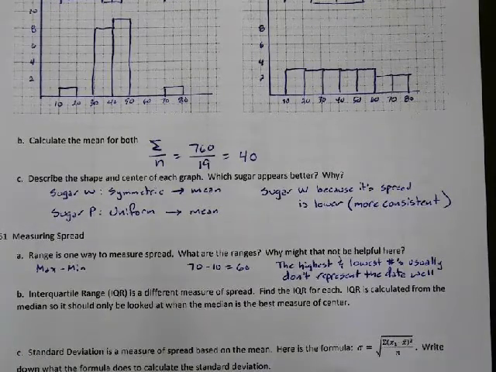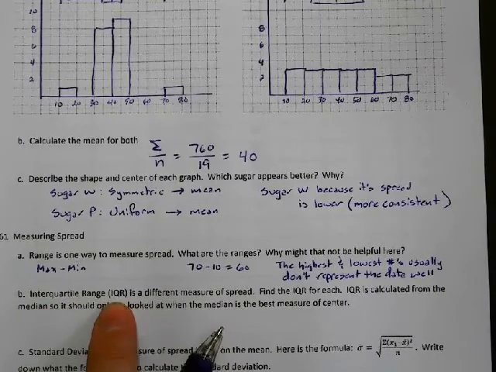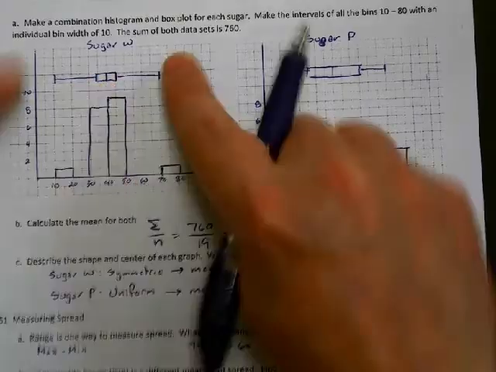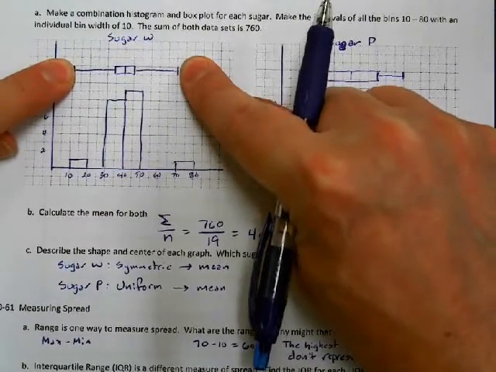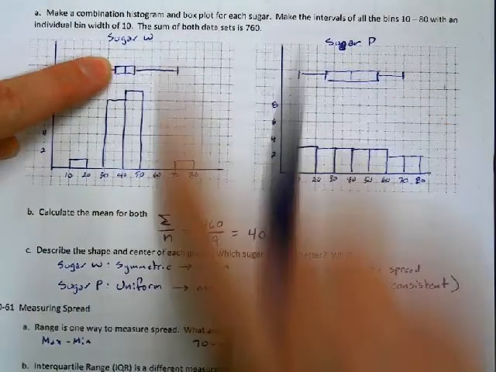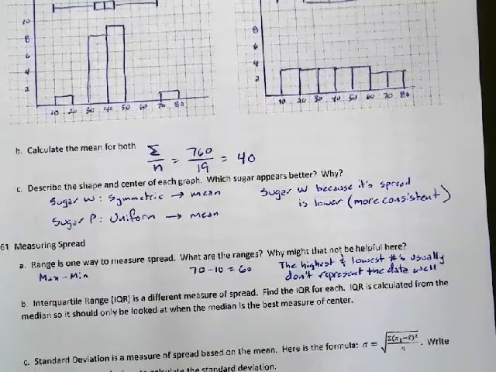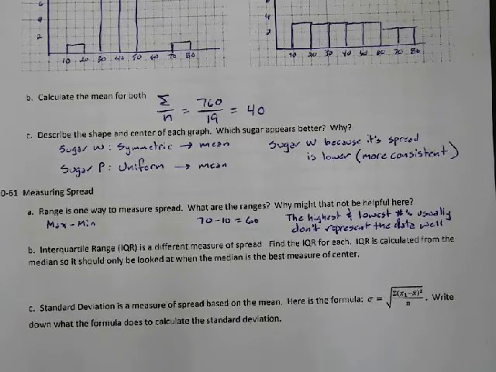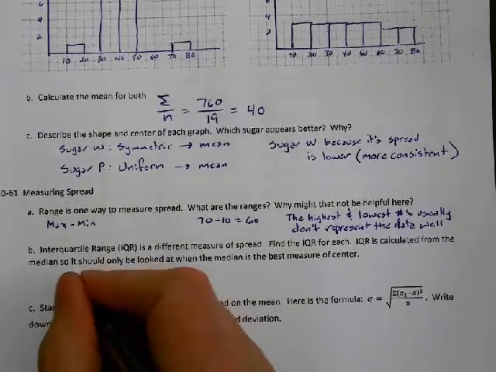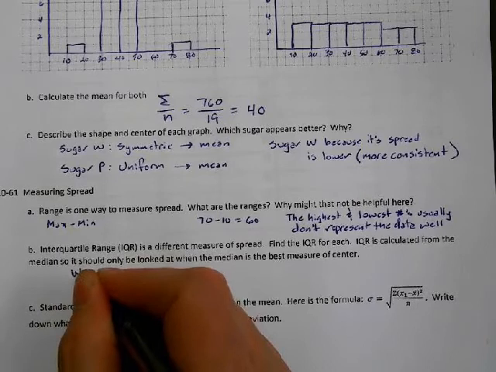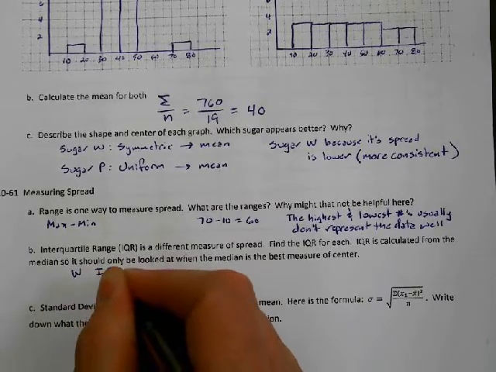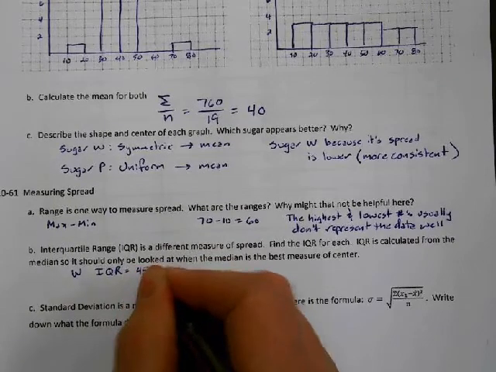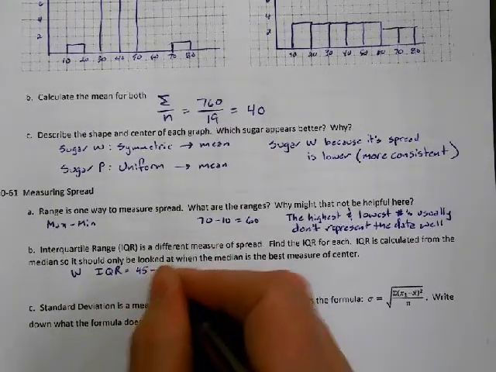IQR, interquartile range. So this box is the interquartile range. From whisker to whisker, that's our range. And then this is the IQR, the interquartile range. And the interquartile range is just the spread of the middle 50% of our data. So for sugar W, the IQR, Q3 was 45, Q1 was 34, so that's a difference of 11.